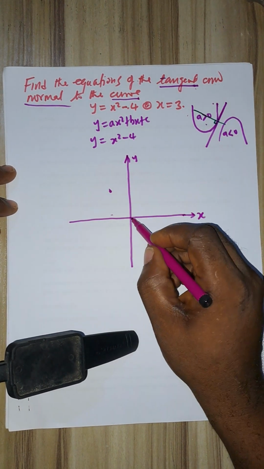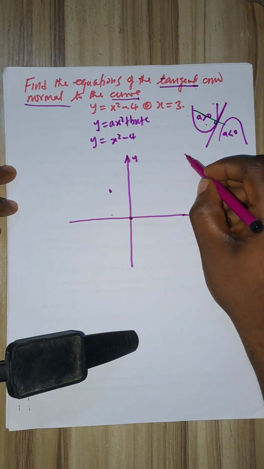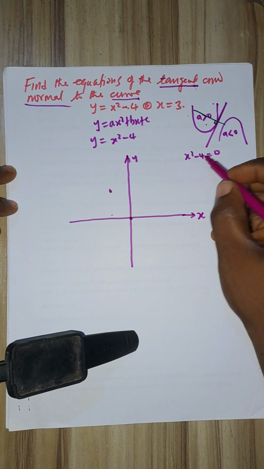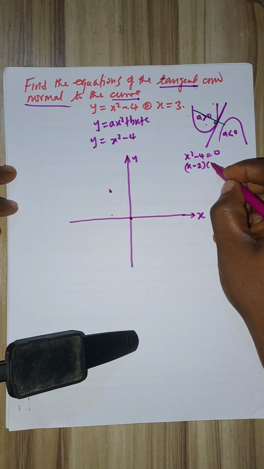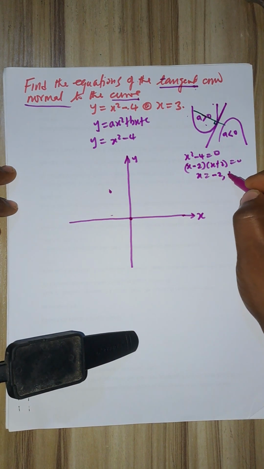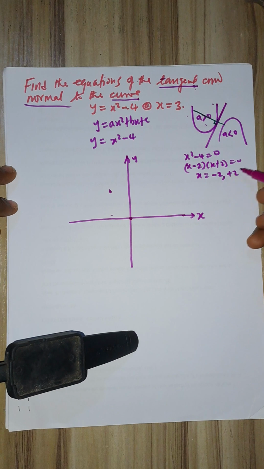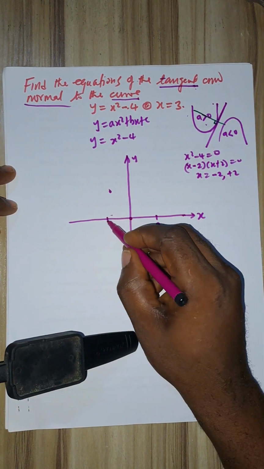Now we try to find, if y is 0, what will x be? So here we have x squared minus 4 equals 0. If y is 0, this is a difference of squares, so x will give us -2 and +2. So this is +2 here, maybe -2 here.